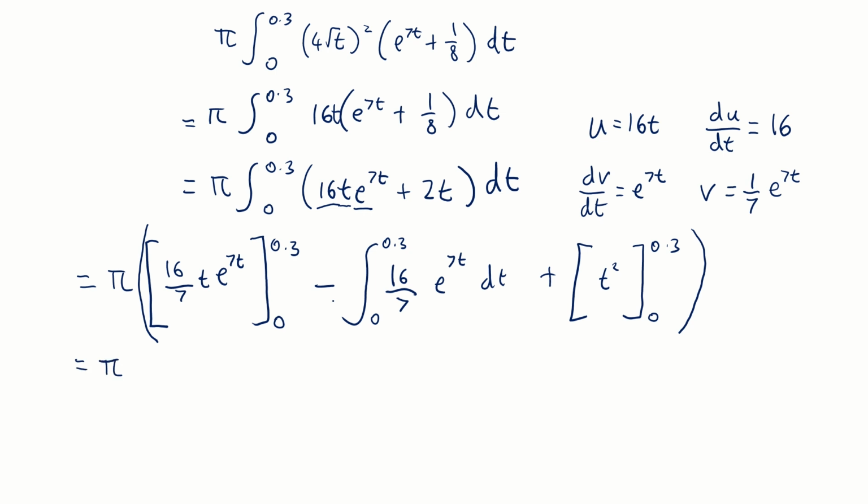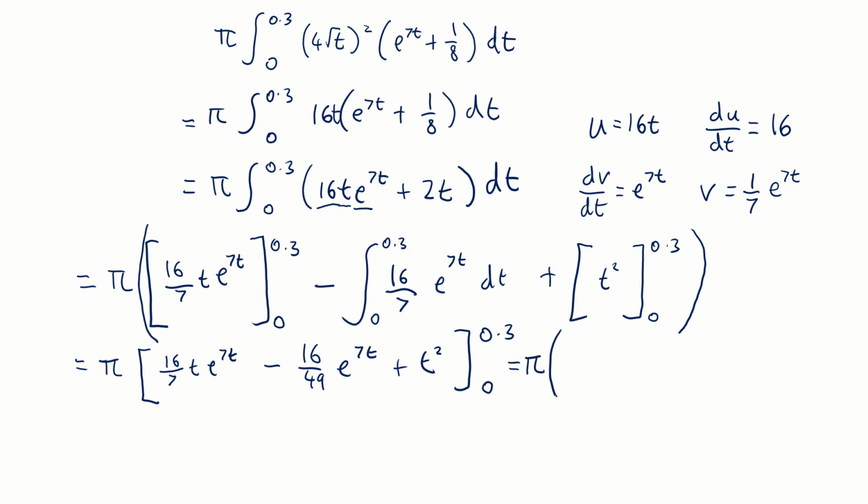So now we've got to do the final integral we haven't yet done. So therefore we're going to have the 16 over 7t e to the 7t. We've then got the integral of the 16 over 7 e to the 7t, which just means we're going to divide by 7 again, which would be 16 over 49 e to the 7t. And then we've got the plus t squared. And all of that's being evaluated between 0.3 and 0. Now, all you've got to do is plug 0.3 into all of that stuff first, and then plug in 0, and you will get your answer.